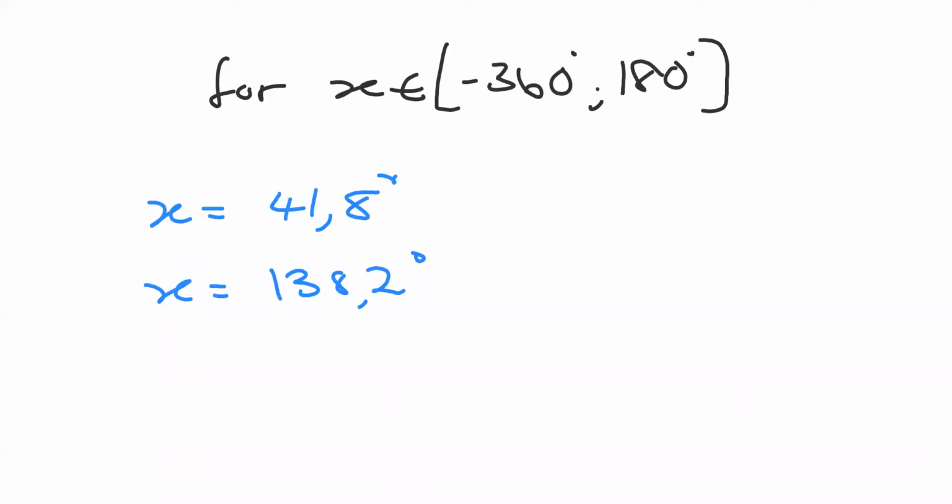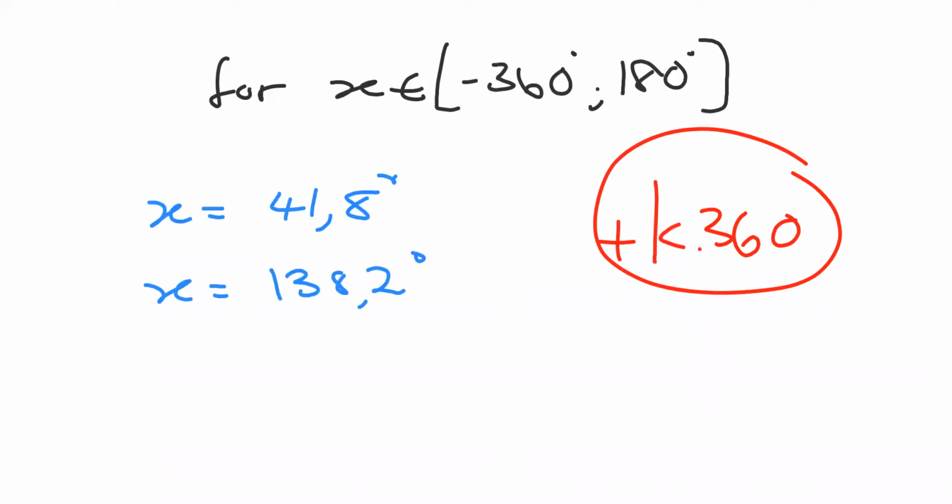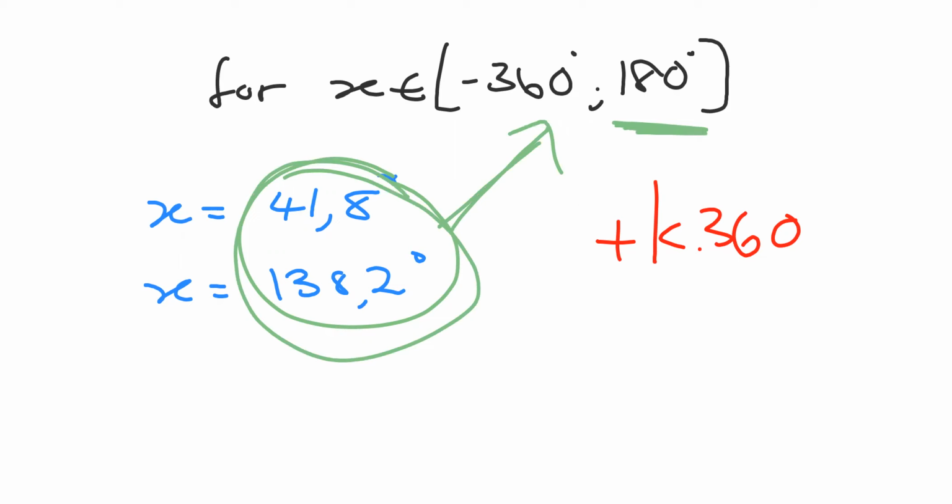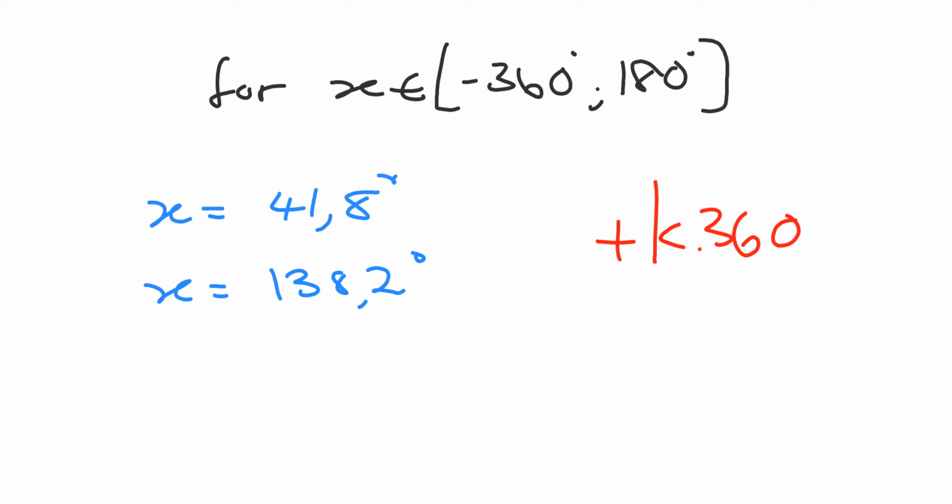But now, because we have this plus K360 thing, this means that if I keep adding 360 to these angles, I'll find more solutions. Or if I minus 360 from these angles, I'll be able to find more solutions that way also. If I add 360 to these angles, I won't get answers in this domain. They will be greater than 180, and the answers I have here are all less than 180. So these answers work, but if I add 360, it's not going to work. Instead, I'm going to subtract 360 and see if those answers fit in that domain.